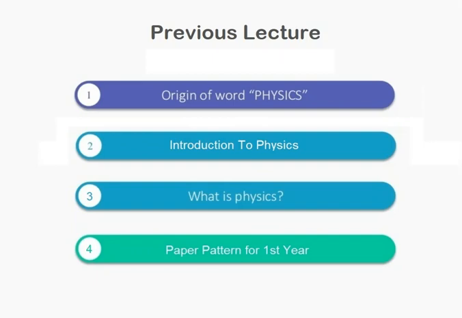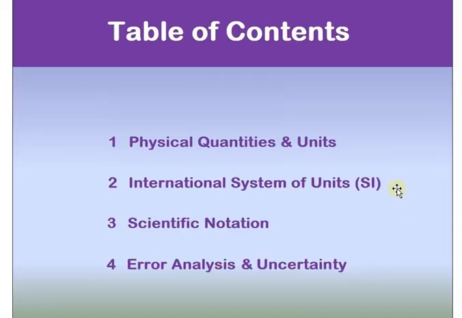In the previous lecture, we discussed the origin of the word physics, introduction to physics, what is physics, and the paper pattern for first year according to the Punjab board. Introduction to physics is topic number 1.1 according to the Punjab Textbook Board, Lahore. Today we will discuss topic number 1.2, that is physical quantities and units.